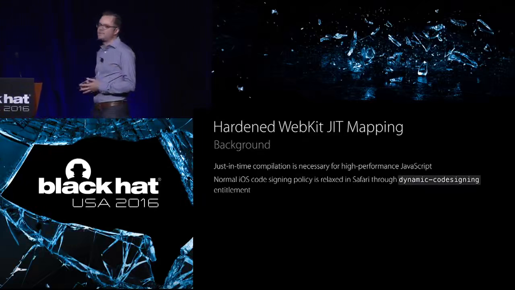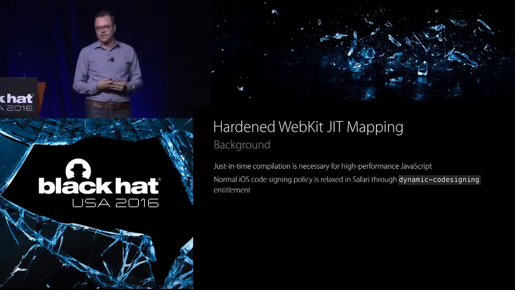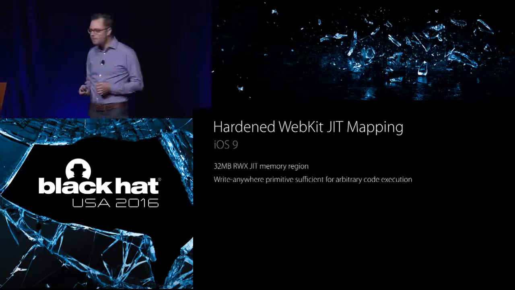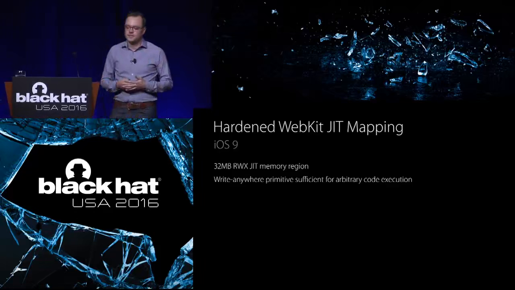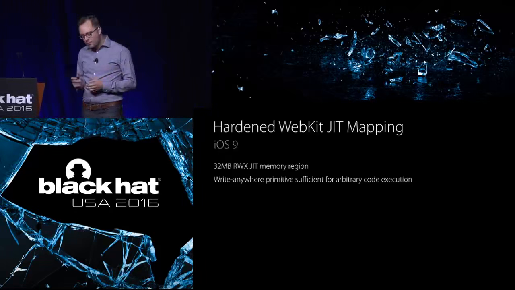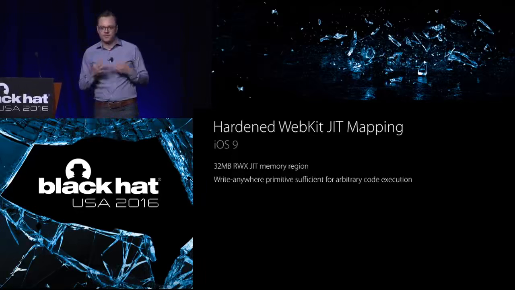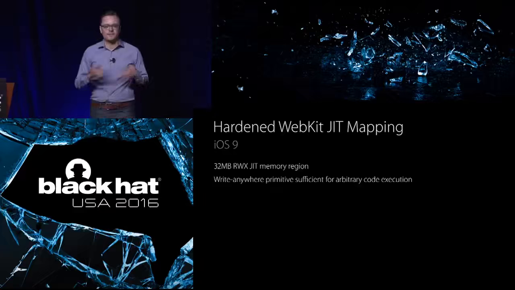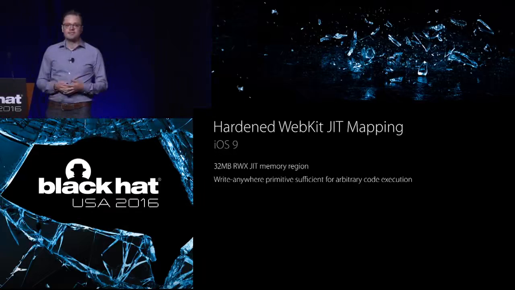And in order to bring the JIT to Safari on iOS, we've had to relax the normal code signing policy and allow the JIT to emit new unsigned native code. And the way it used to work in iOS 9 is there was this 32 megabyte JIT memory region. It was readable, writable, and executable. And what that meant is that an attacker who had a write anywhere primitive that was exploitable from JavaScript could actually use it for arbitrary code execution, because they could take their shellcode, put it into the JIT region, and simply jump to it.